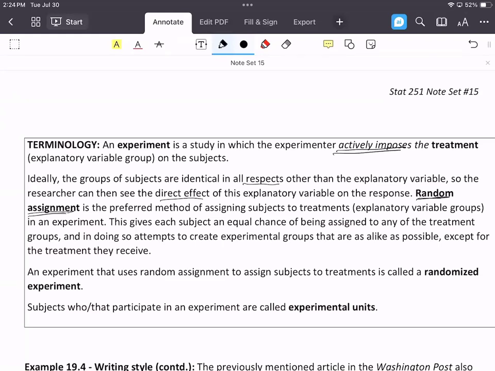Ideally, random assignment is the preferred method of assigning subjects to treatments in an experiment. This gives each subject an equal chance of being assigned to any of the treatment groups, and in doing so, attempts to create experimental groups that are as alike as possible, except for the treatment they receive. So the only thing that varies is that explanatory variable. An experiment that uses random assignment to assign subjects to treatments is called a randomized experiment. Subjects that participate in an experiment are often called experimental units. Don't worry if you accidentally call them observational units. In general, we'll say experimental units when we do an experiment. Observational units would be with, obviously, observational studies.